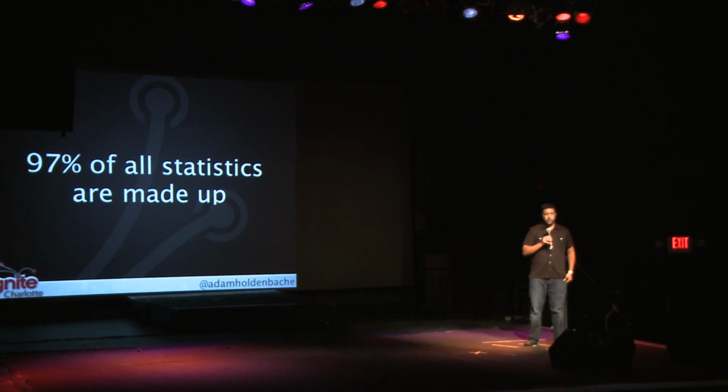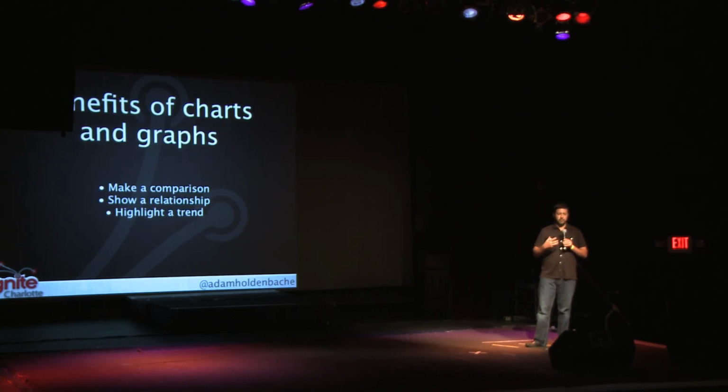So what we're going to do here is look at a couple of charts and graphs, which is a popular way of presenting statistical data, as we've seen tonight. And I'm going to show you a couple of examples of the way that data can be manipulated or misrepresented. The benefits of charts and graphs, as we know, is that they can be used to make a comparison, show a relationship, or highlight a trend. Pictures are worth 1,000 words, which is why we use these frequently.